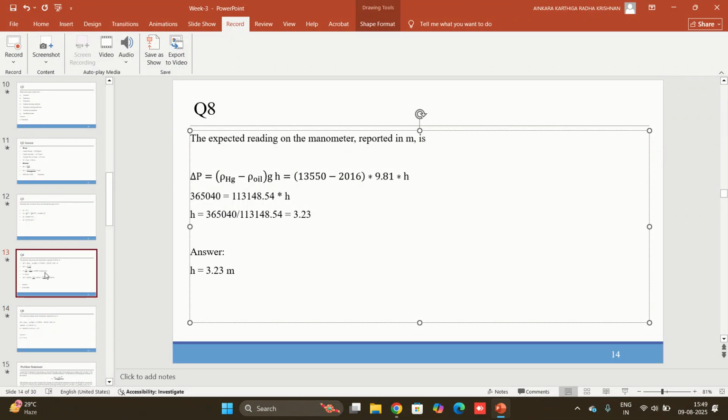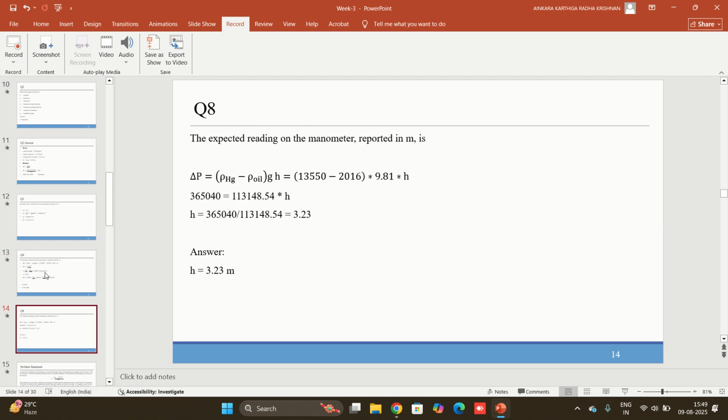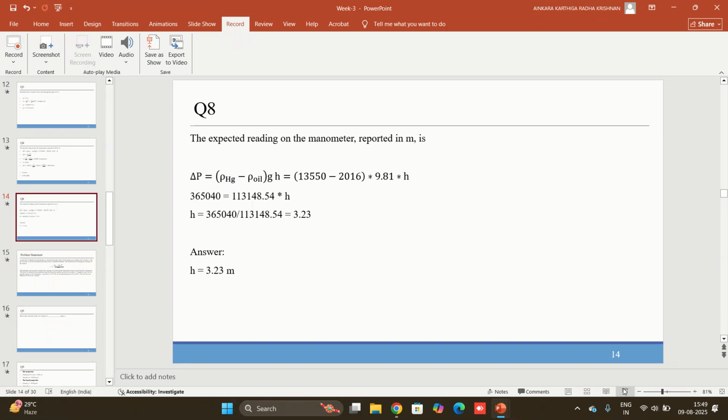So that is the thing. So that is how we got the solution for question 8.